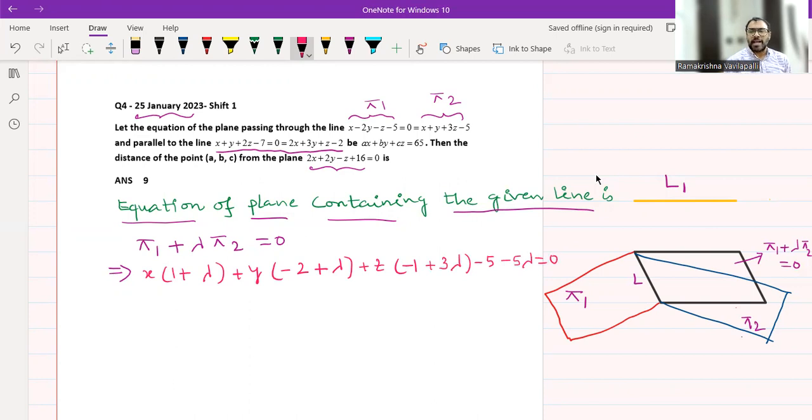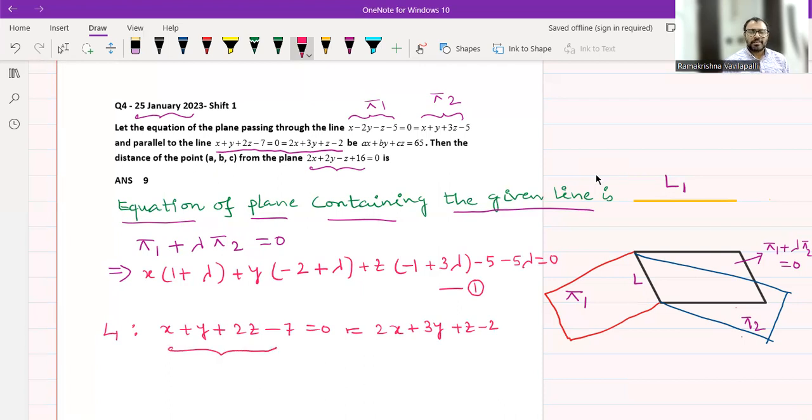So this is the plane. Assume this plane is some pi 4, or it is equation 1. Now what is L1 here? L1 is x plus y plus 2z minus 7 equal to 0, equal to 2x plus 3y plus z minus 2. So it is a line in unsymmetric form. So what are the DRS of L1?